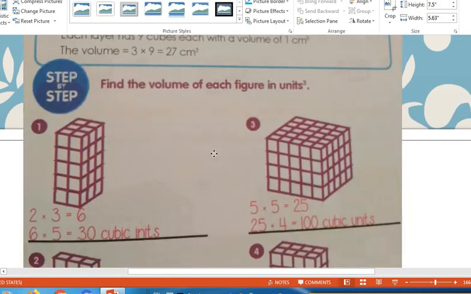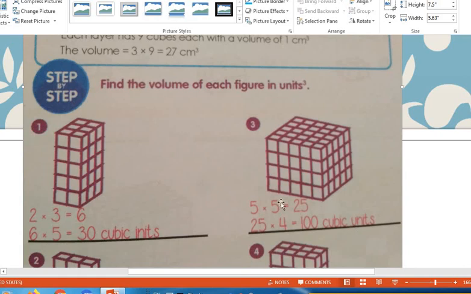Here I have 2 times 3. So first I get the volume of one layer: 2 times 3 equals 6. How many layers? 1, 2, 3, 4, 5. So I will multiply the volume I calculated first, 6, times the 5 layers. So it gives me 30 cubic units.